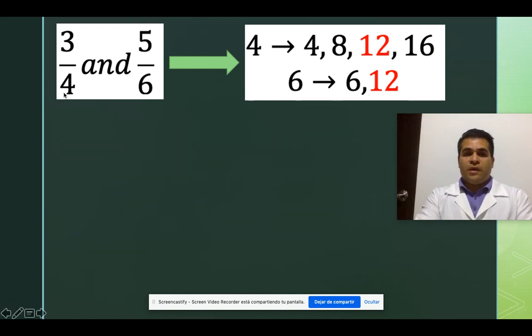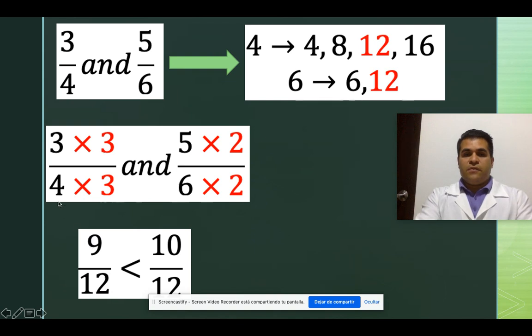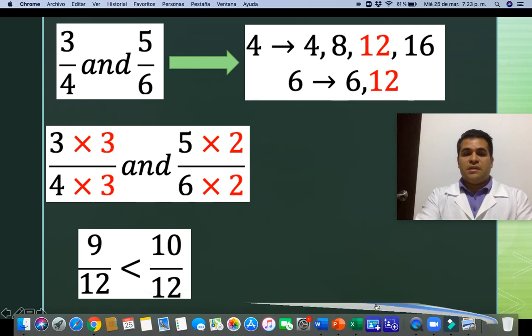So in that way, you have 4, and 4 times 3 is 12. So you're going to multiply the first fraction by 3. And the second fraction by 2 because 6 times 2 is 12. Okay, let's multiply. 3 times 3 is 9. 4 times 3 is 12. 5 times 2 is 10. And 6 times 2 is 12.